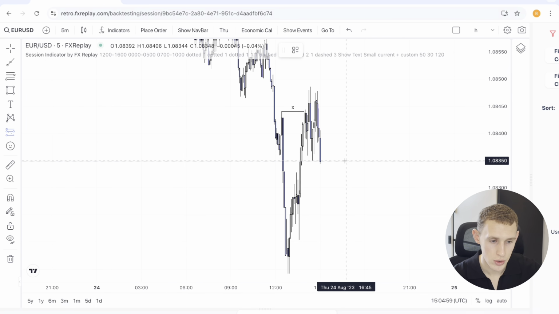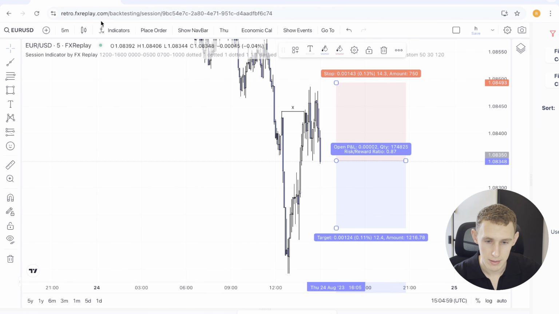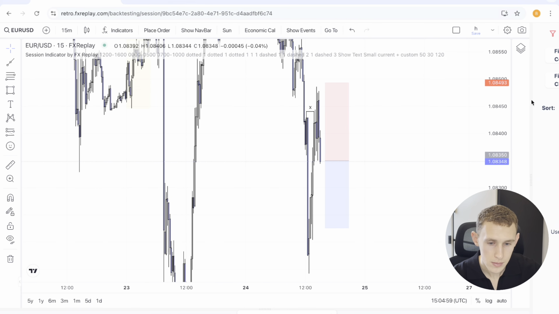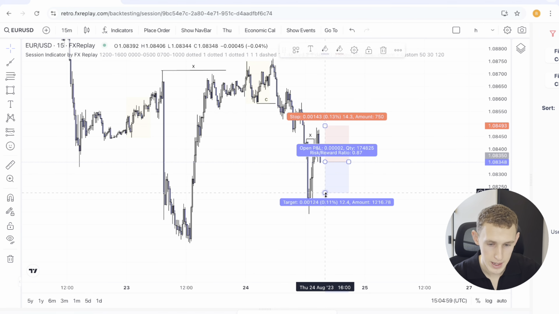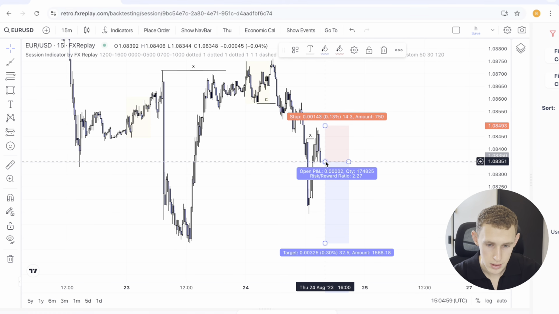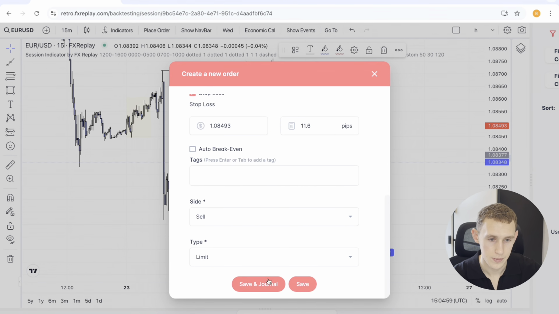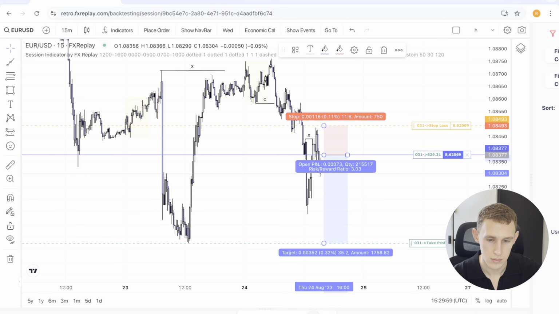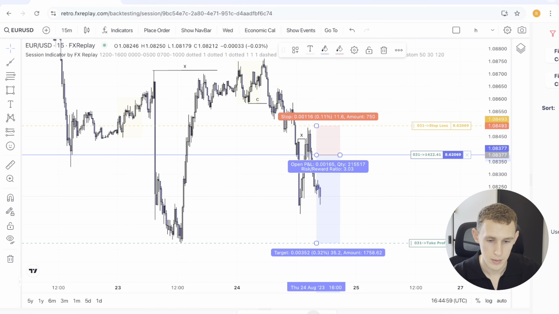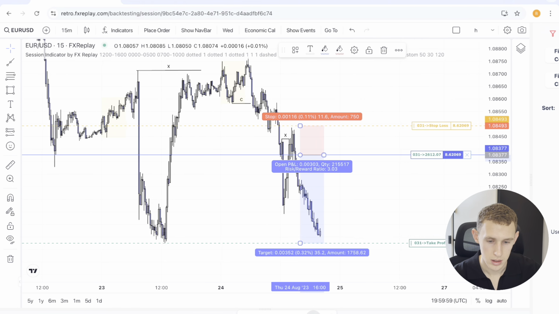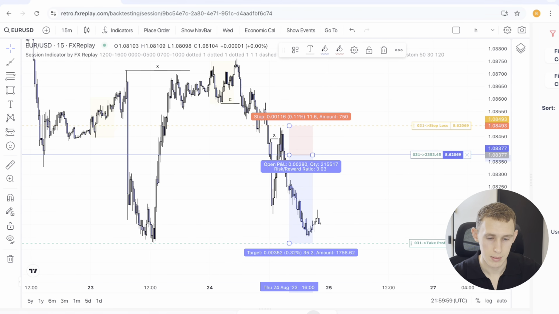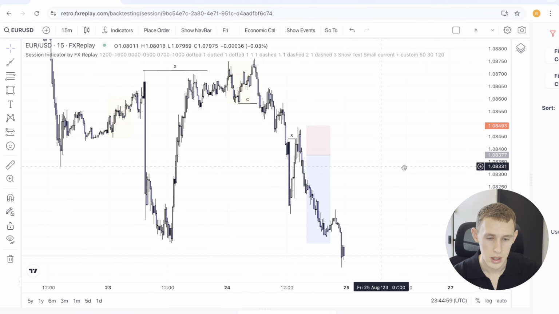There we go. I'm in shorts from here. Stops above the highs. And I think we can get a 1 to 3 targeting the lows, if we wait for a slight pullback. There we go, we're in. Can price hit TP? Cool, so there we go.